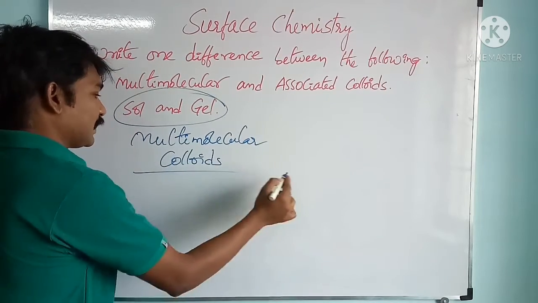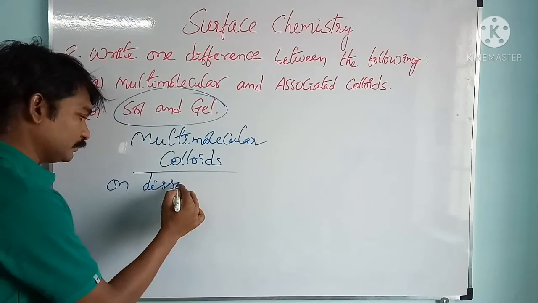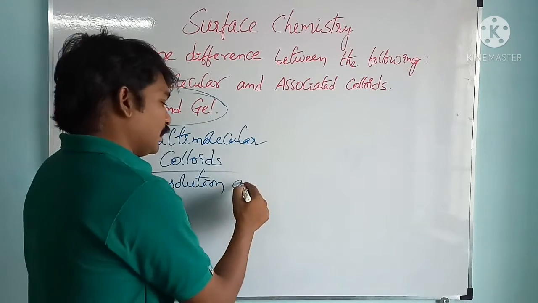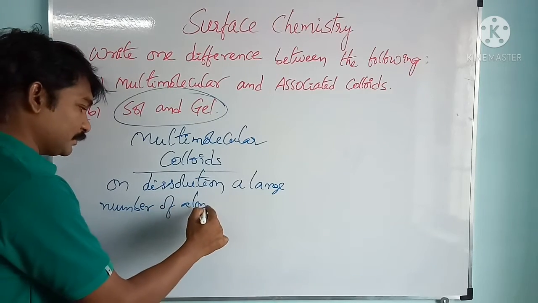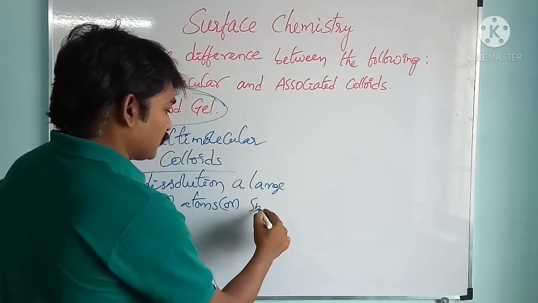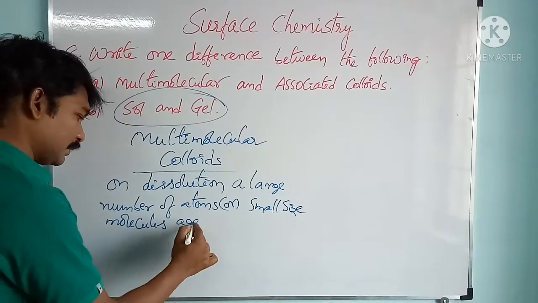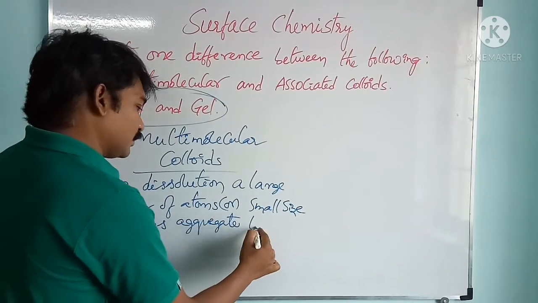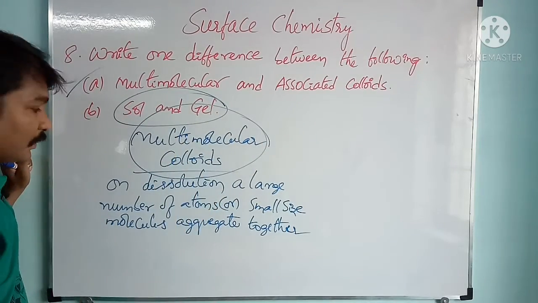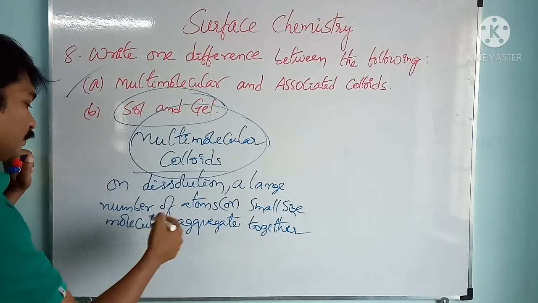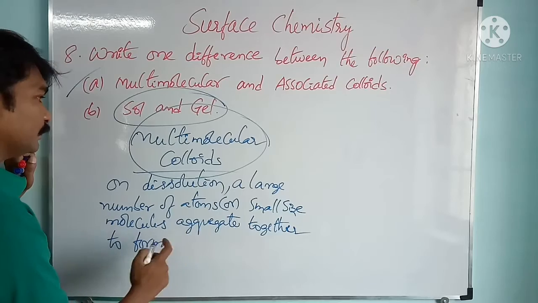See here, multimolecular colloids are nothing but the colloids formed on dissolution, when a large number of atoms, or you can say small size molecules, aggregate together and form multimolecular colloids. Okay, please check this one. On dissolution, a large number of atoms or small size molecules aggregate together to form multimolecular colloids.